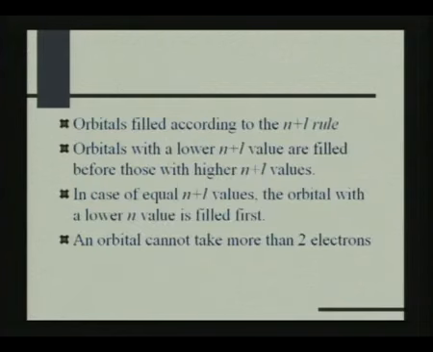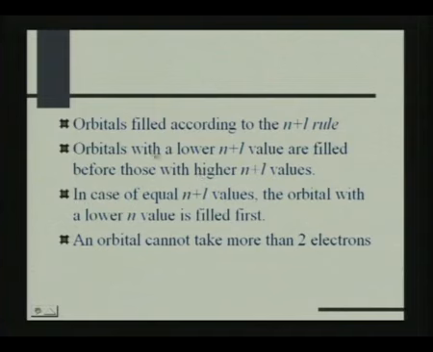Orbitals are filled according to the n plus l rule. What is n plus l? n is the principal quantum number and l is the azimuthal quantum number. The total n plus l is considered when we see which orbital will be filled before the other. That is, orbitals with lower n plus l values are filled before those with higher n plus l values.